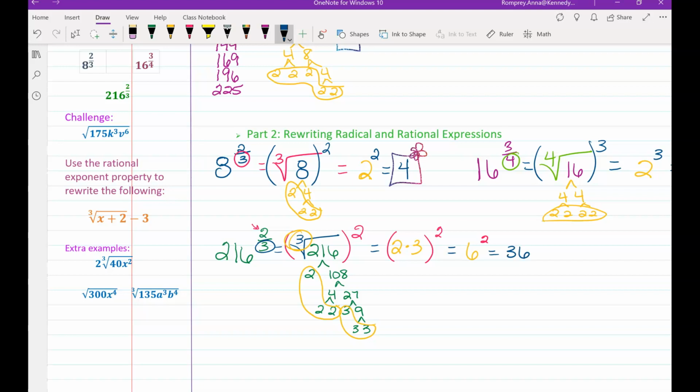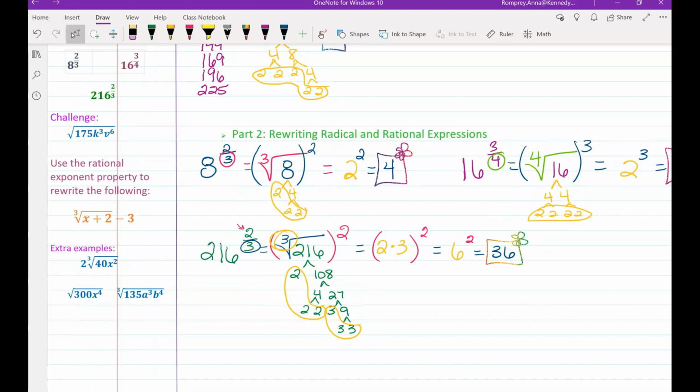So even with it being a larger number, it still didn't take forever to factor that. And again, if you knew that the cube root of 216 was 6, boom, you could have stopped right there. You did not have to factor that. Okay, but if you didn't know, well then go ahead and factor it. All right, are we ready for a challenge problem?